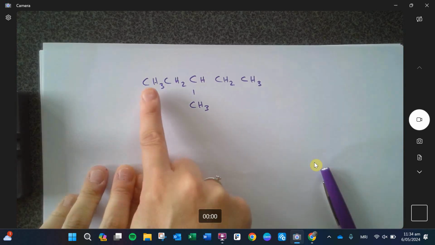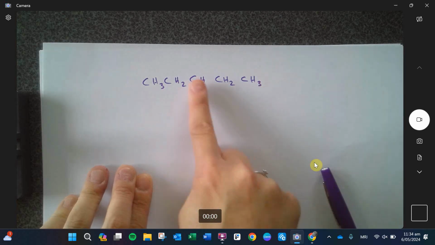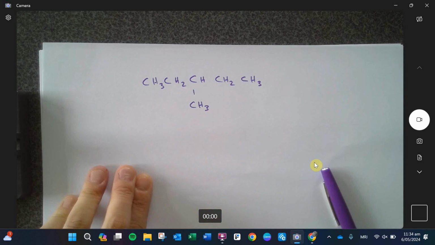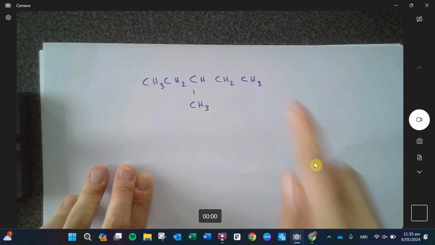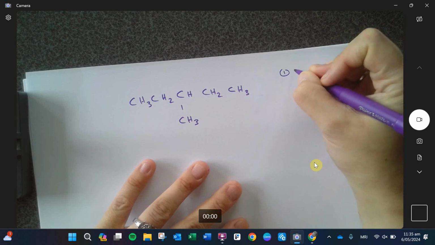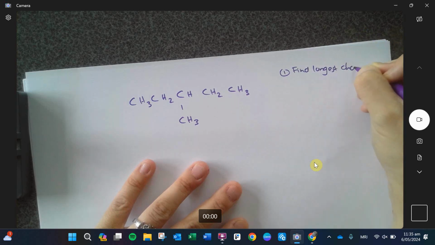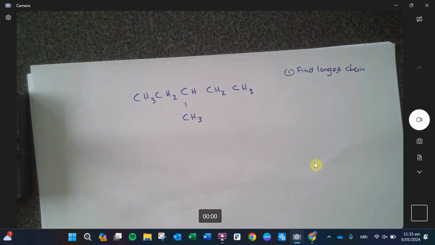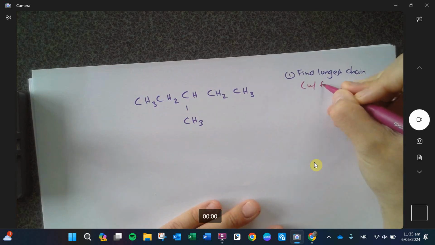If I go down this way, I would have 1, 2, 3, 4. 4 is smaller than 5, so that is not my main chain. 1, 2, 3, 4, again, 4 is not bigger than 5, so that is not my main chain. So this one here is the longest chain. That's going to be my parent chain. So that's step number 1, find the longest chain. I should also add that when we start looking at functional groups, you're going to find the longest chain with the functional group. But we'll cover that next.